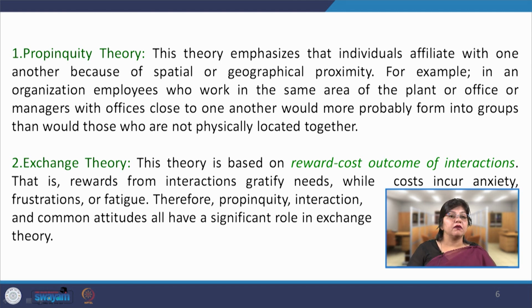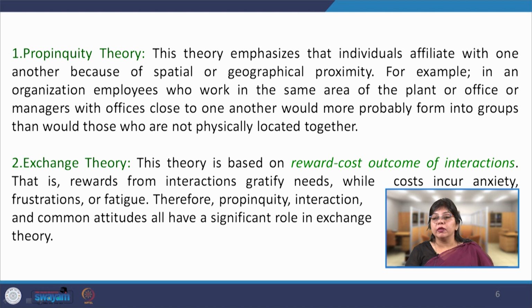Here this means that when people are sitting close to each other in an office, or two kids are sitting next to each other in the classroom, they tend to gain more opportunity to talk to each other or interact with each other.